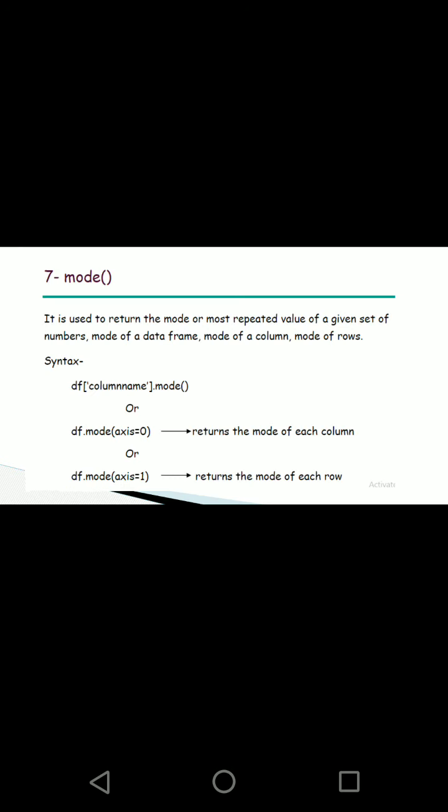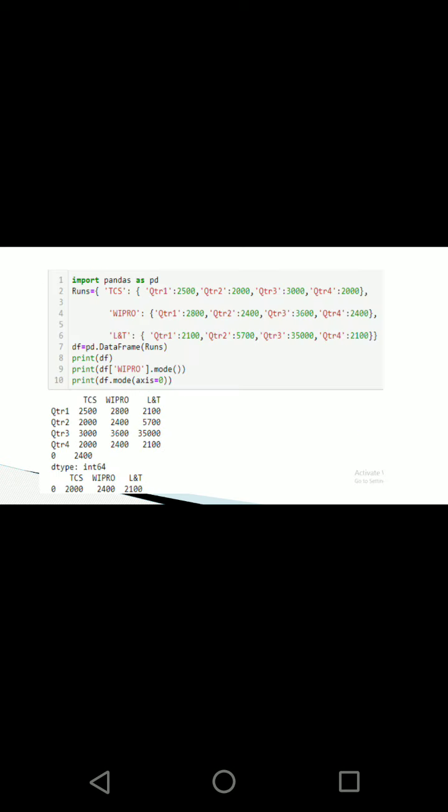Now coming to the next one, again it's the mode. It also calculates the most repeated value of a given set of numbers. It's known as the mode. It gives the most repeated value of a given set. Here also, pause the video and write the same program with the difference that you have to use the mode function. Hope you have written it and checked for the correctness.